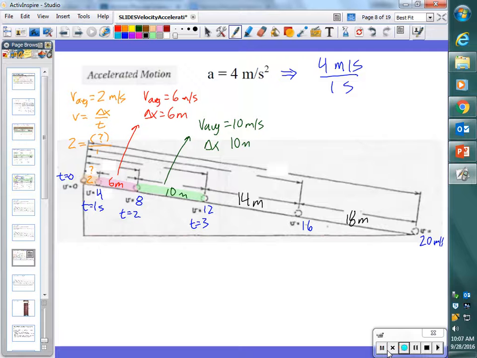Alright. Good there? And that means the whole ramp is how long? Is that what it is? Yeah, I'm pretty sure that's what it is. That means the whole ramp is 50 meters long. Good with that? All I did was just add up all the little intervals.